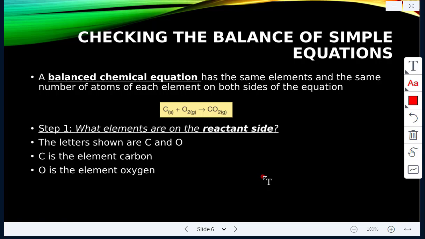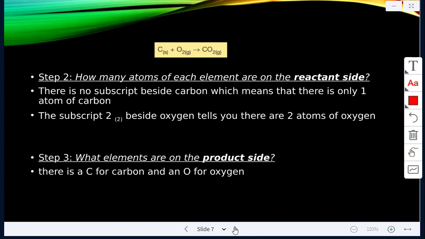First step, what elements are on the reactant side? On our reactant side, on the left side of the arrow, we have carbon and oxygen. C represents carbon and O represents oxygen. Step 2 is how many atoms of each element are on the reactant side. For C, there's no subscript, so that means there's one atom of carbon. Oxygen has a subscript of 2, that means there are 2 atoms of oxygen. Step 3, what elements are on the product side? Same elements, there's C and O. C represents carbon and O represents oxygen.